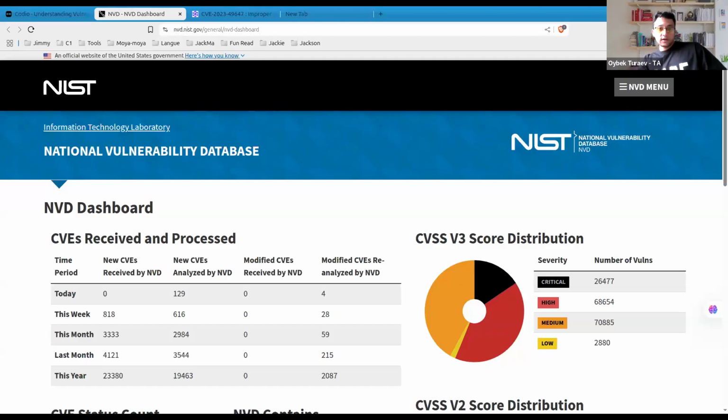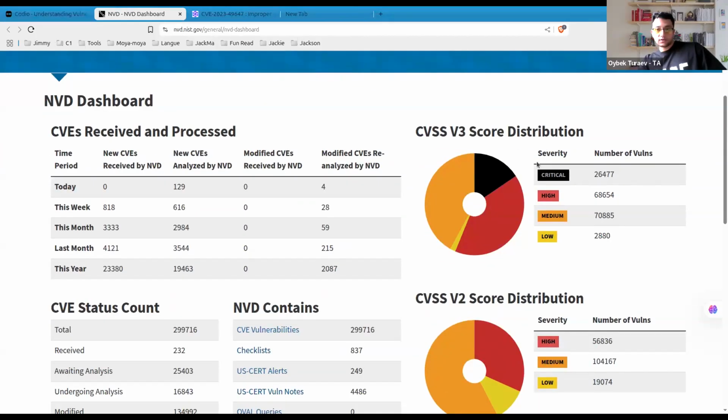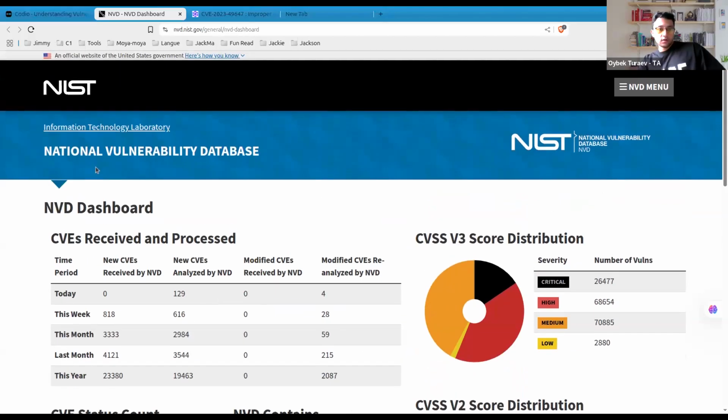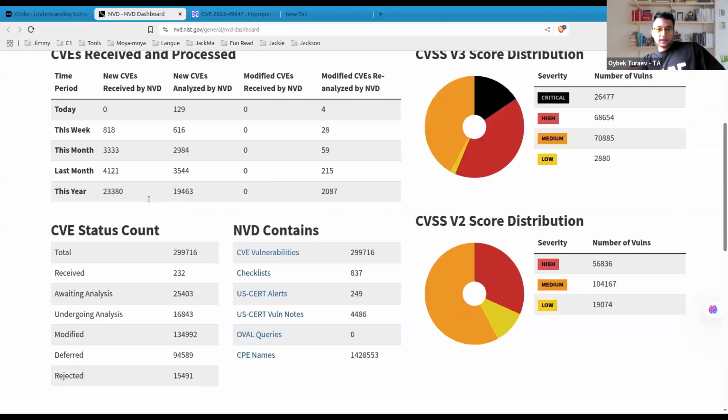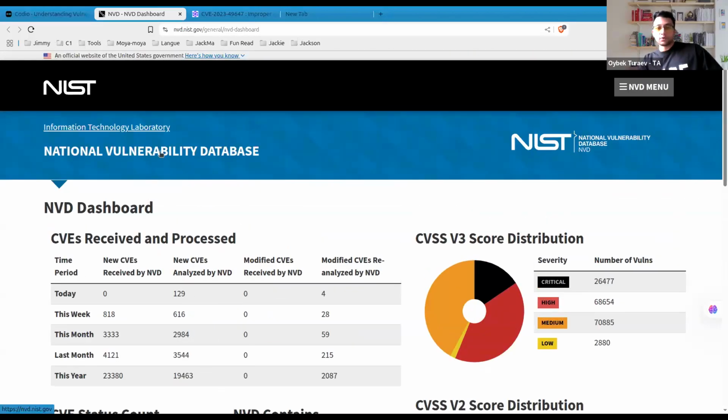So as you see here, NIST, an official organization, has provided the version 3 score distribution, the number of vulnerabilities. That's the organization, guys, which takes care of all this vulnerability information, okay? As you see, throughout the whole industry, how many vulnerabilities we have that are critical, high, medium, low, the CVSS score report. You see the National Vulnerability Database. That's the place where most of the time we locate this vulnerability information.